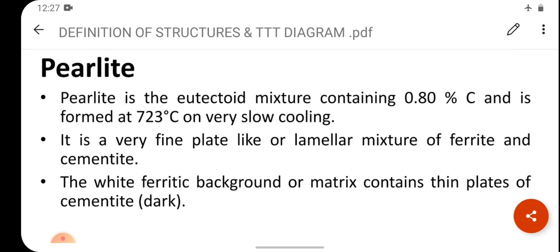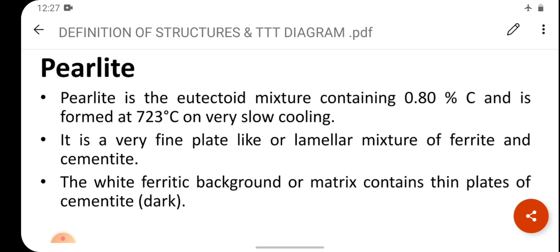So perlite is the eutectoid mixture containing 0.8% carbon and is formed at 723 degrees Celsius on very slow cooling. It is a very fine plate-like or lamellar mixture of ferrite and cementite.